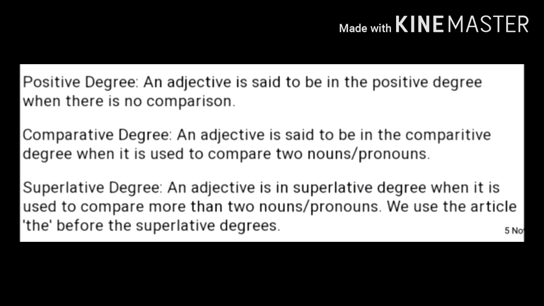Then we come to the comparative degree of adjective. So in this there is comparison. An adjective is said to be in comparative degree when it is used to compare two nouns or pronouns. After this we study the superlative degree. An adjective is in superlative degree when it is used to compare more than two nouns or pronouns. We use the article before the superlative degree. So always before superlative degree we will use the article.